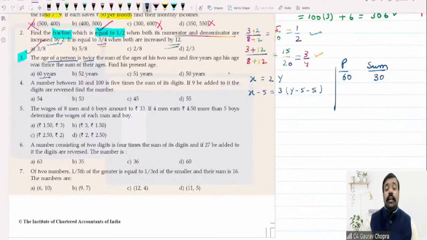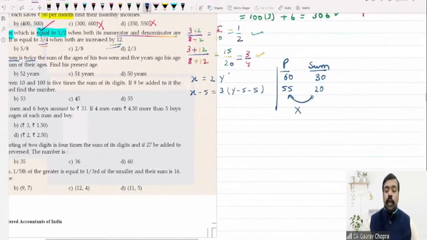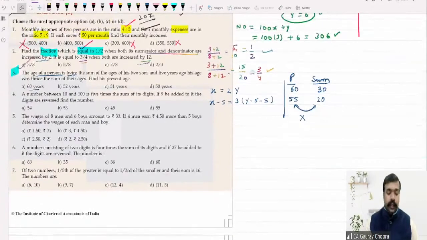Now 5 years back, the age of the person will be 55, and 5 years back these will become 20, because minus 5 and minus 5 for both the sons, it will become 20. But now the ratio is not 3 times. Hence the first option is incorrect. Now we can try with the other options as well.